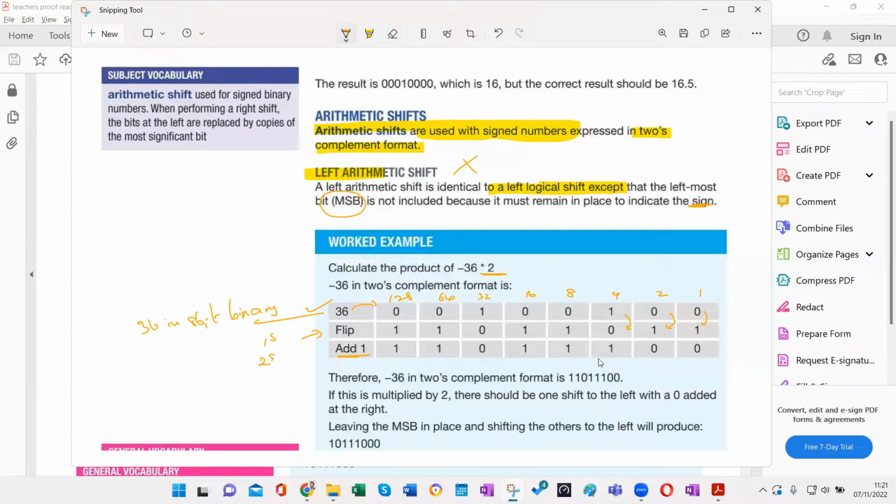So they have already added, that's why they have given this answer. If you add, let me add it here, which this 1 is added, okay? Now do it mentally. 1 plus 1 is 2. From 2, you keep 0 and take the carry bit to the other side. 1 plus 1 is 2. You keep 0 and take 1 there. 1 plus 0 is 1. And here it's 1, 1, 0, 1, 1. So this is the 2's complement of minus 36. Is that clear?